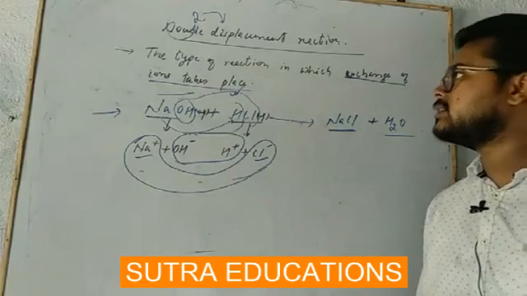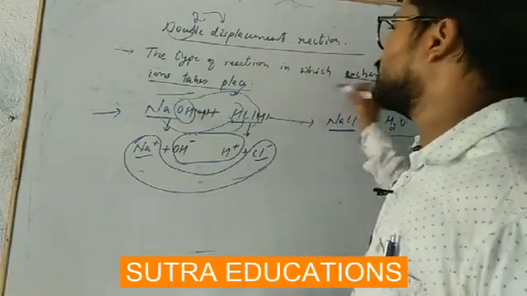And in double displacement reaction, what happens? Exchange of ions takes place.